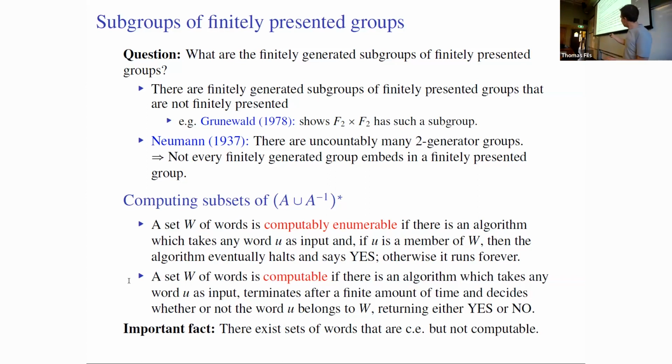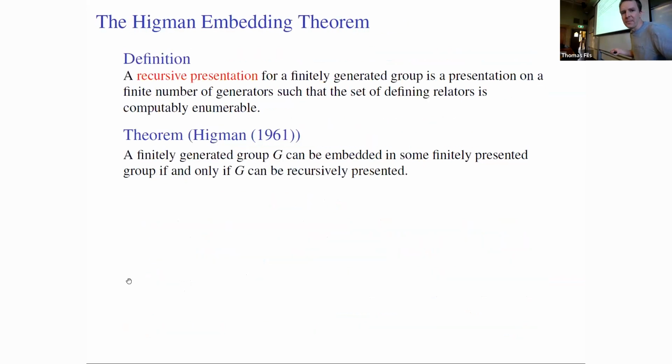But it's not obvious on the surface that these two notions are different, and it is a fact that there are sets of words which are computably enumerable, for which this is true, but they're not computable. So this can be true without that being true. Okay. Happy for me to move on? And yes, you can change those words to recursive or recursively presented, and it's the same thing.